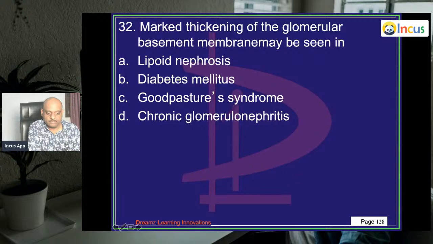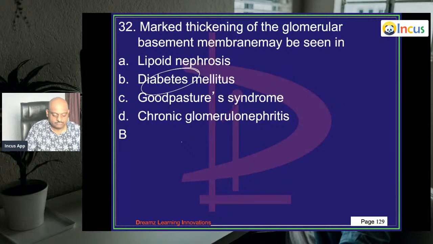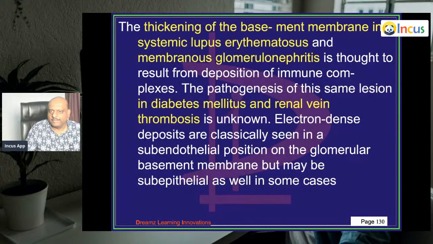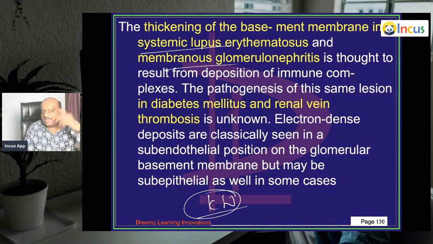Now, doctor, marked thickening of the glomerular basement membrane, where do you see it? Typically in diabetes mellitus, SLE, membranous glomerulonephritis. Kimmelstiel-Wilson lesions of diabetes mellitus, thickening of the GBM.